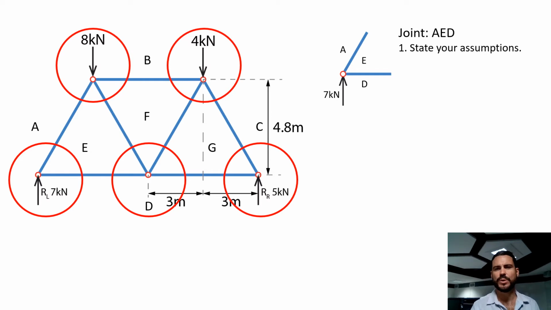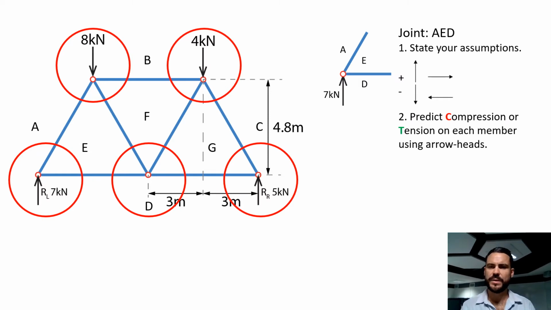The first thing that we want to do is state your assumptions. So your assumptions that I'm talking about are things like, if we've got a direction going up, we're calling it positive. If it's going towards the right, we're calling it positive. If we've got a direction going down, we're calling it negative. And if it's pushing towards the left, we're calling it negative.